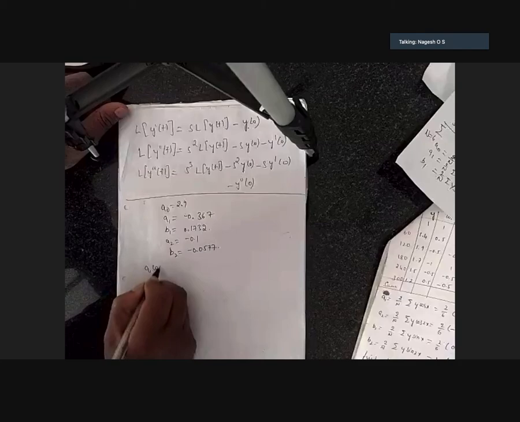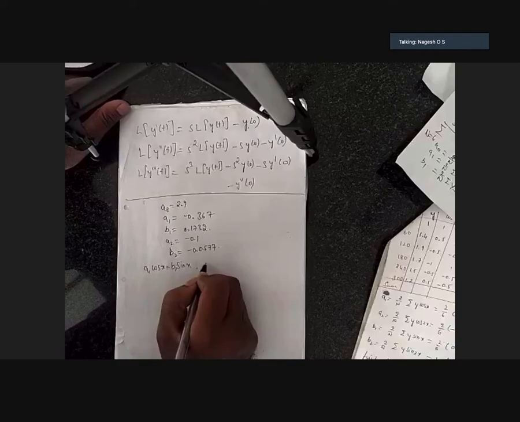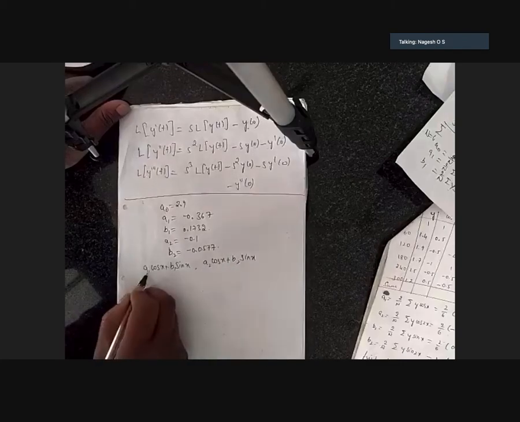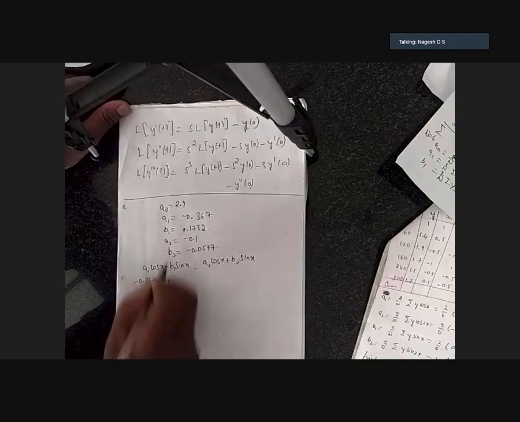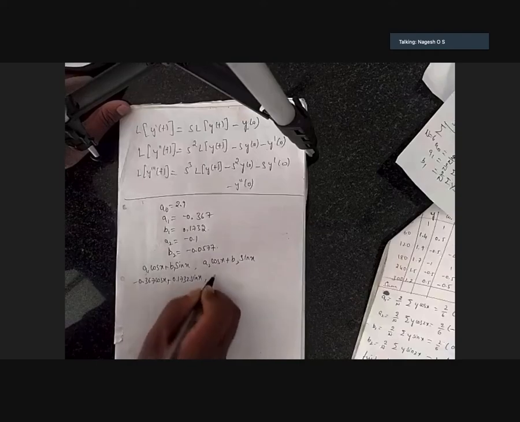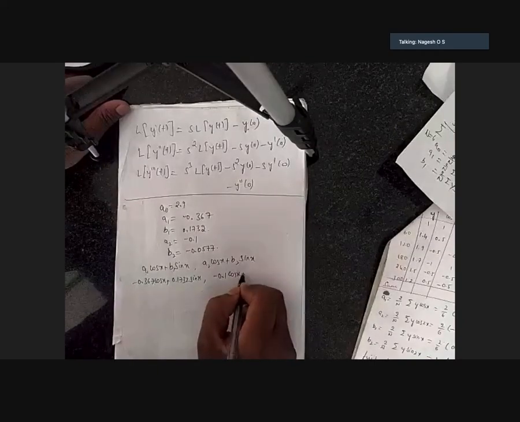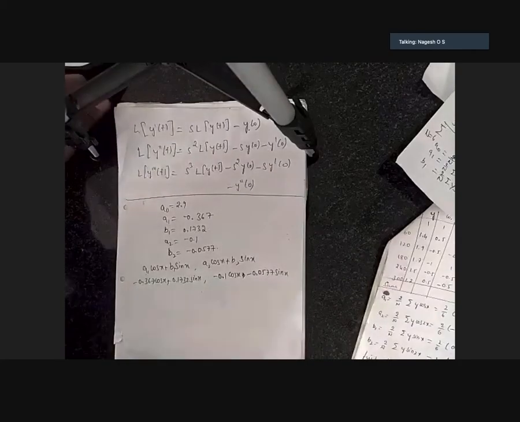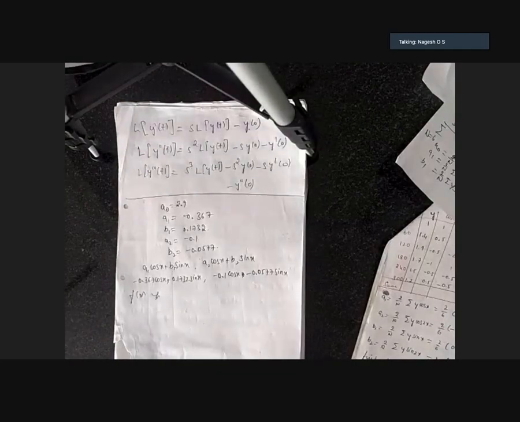First two harmonics means a1 cos x plus b1 sin x, and second harmonics means a2 cos x plus b2 sin x. A1 means minus 0.367 cos x plus b1 means 0.1732 sin x. A2 is minus 0.1 cos x plus b2 is minus 0.0577 sin x. This much is enough. No need to write f of x.